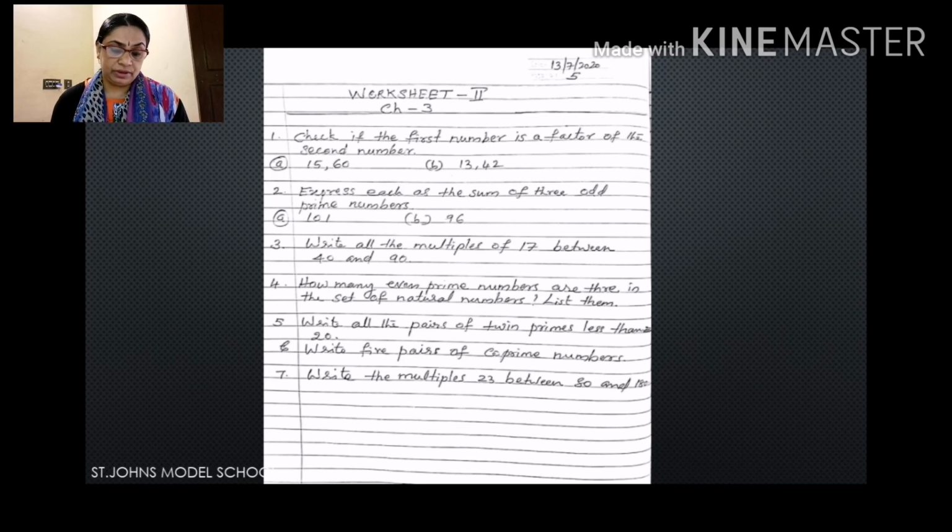Okay. Now write the multiples of 23 between 80 and 180. As in the case of 17, here also use the multiplication table of 23 between 80 and 180.